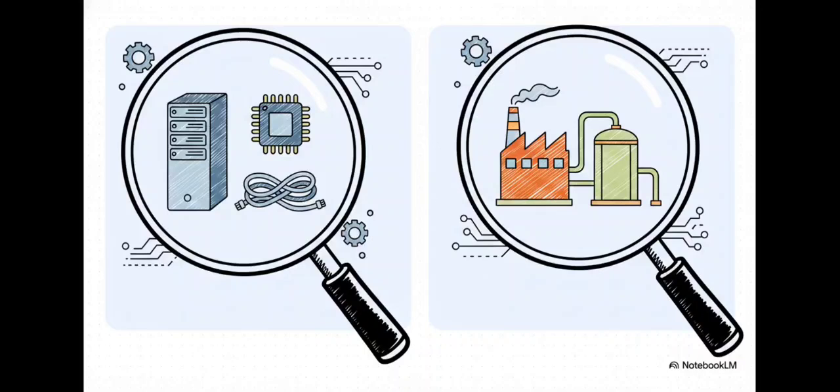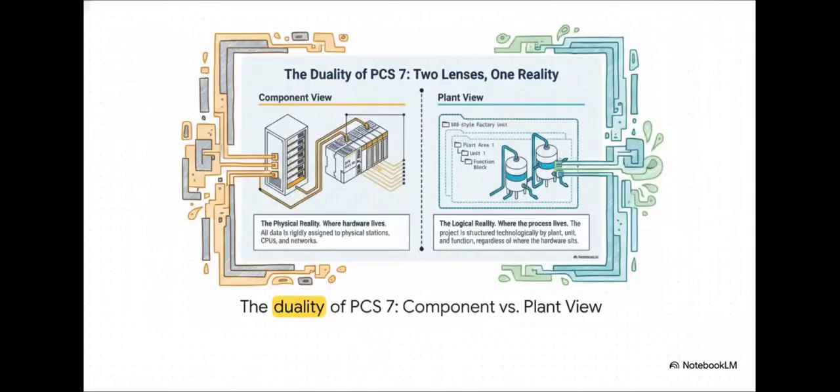It's where your CPUs and your networks actually live. But on the other side, you have the plant view. This is the logical reality, and it's structured entirely by the technological process, broken down by plant, unit, and function. Now, what's really interesting here is the stark contrast between these 2 worlds. In the physical reality, things are incredibly rigid. Data is tied down to very specific, physical stations.